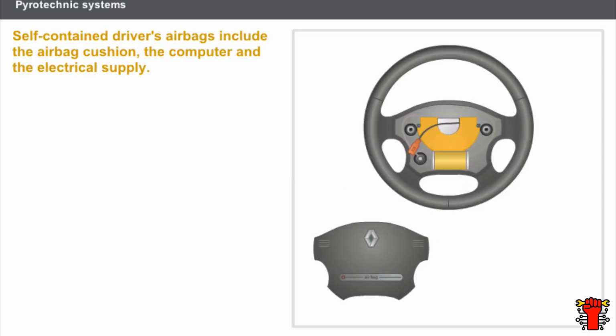Self-contained driver's airbags include the airbag cushion, the computer, and the electrical supply. The computer is electrically supplied by a set of batteries. When the main battery comes to the end of its life, a secondary battery supplies the relay for a period of 5 weeks. A warning light on the steering wheel flashes to warn the driver. This warning light is also used to warn the driver of a potential system failure. The batteries must be replaced every 4 years.